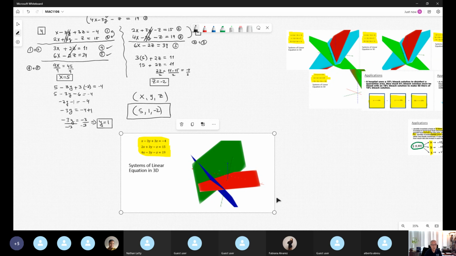It's only to illustrate this idea. So we have one equation, the green equation, blue equation, another equation, and the red equation. I suppose that the solution is that one. Okay, this one.